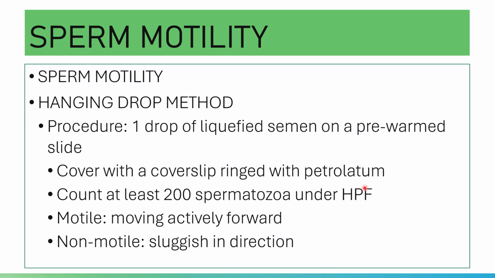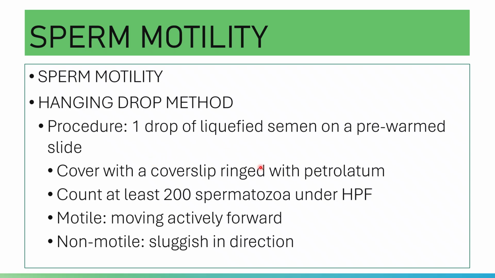And then wait for the sample to stop drifting, probably within 60 seconds, and then you evaluate under the microscope. You count at least 200 spermatozoa under high power field, or you observe 20 high power fields, and then you evaluate the motility.